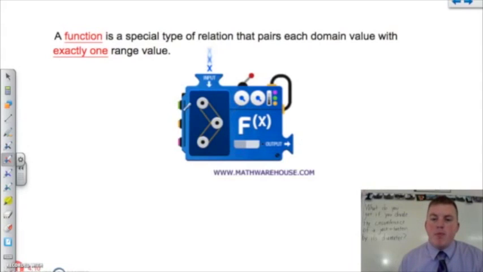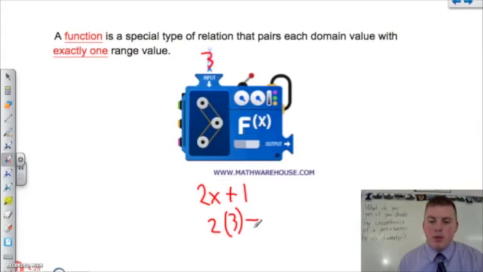So for example, we might have a function machine that is 2x plus 1. Now whatever we put in would be filtered through this. So let's say that we put a 3 in our input. So we would plug that in for our input. We do 2 times 3 plus 1, which is of course going to give us 6 plus 1, better known as 7. And that's going to be our output. So we put a 3 in and we get a 7 out.